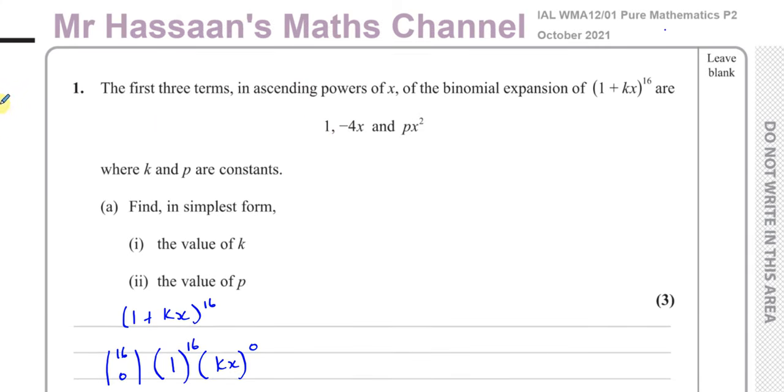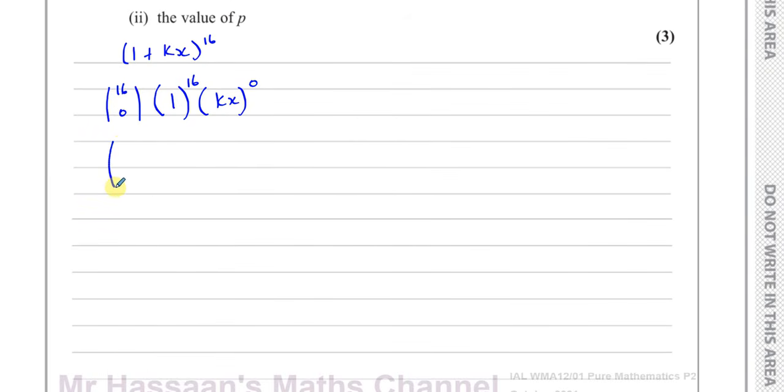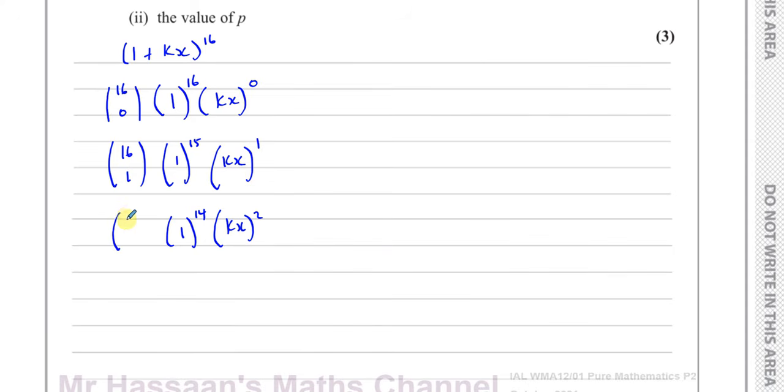So I'm going to do this for the first three terms. For the second term, you have 16 and 1, and this is going to be 1 to the power of 15, and this is going to be kx to the power of 1. And the third term is going to have kx to the power of 2, and this is 1 to the power of 14, and I'm going to have 16 and 2. So you'll notice that this number here stays the same. The number underneath can be either the number on this bracket or the number in that bracket. They'll give the same value.